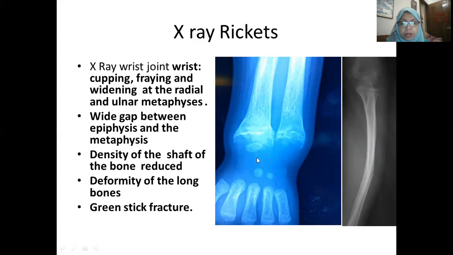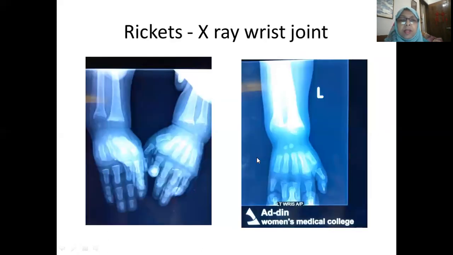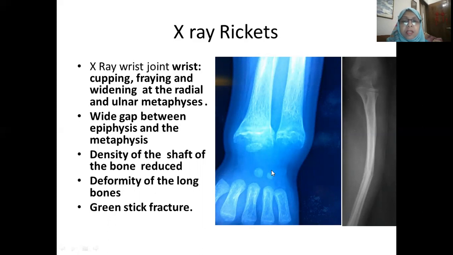Here same thing. Another point I want to mention here, these two are carpal bones. These are not epiphysis. Here is the epiphysis. Here at the ulna there is no epiphysis. That is, the ossification center of the ulnar epiphysis has not yet developed. That's why you cannot see the epiphysis on the ulna.